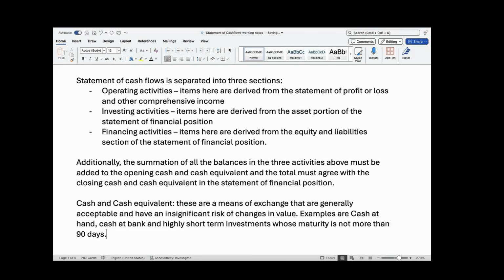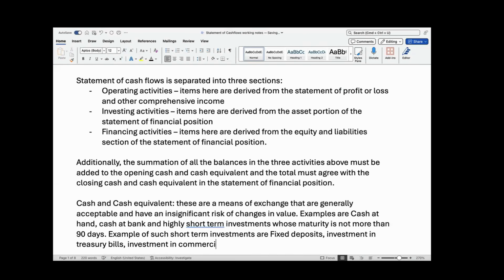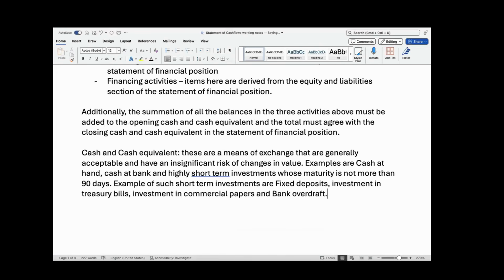An example of such short-term investments are, you could have your fixed deposits, you could have investments in treasury bills, you could have investments in commercial papers, and even your bank overdrafts. These are cash equivalent.